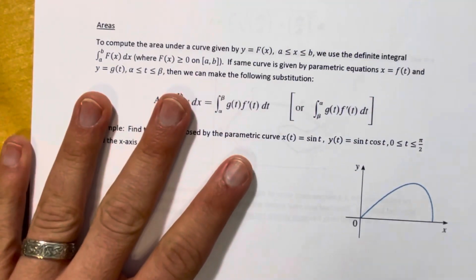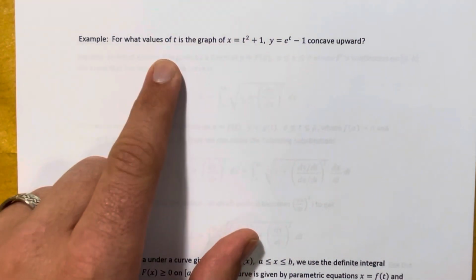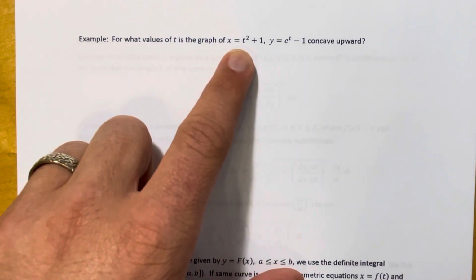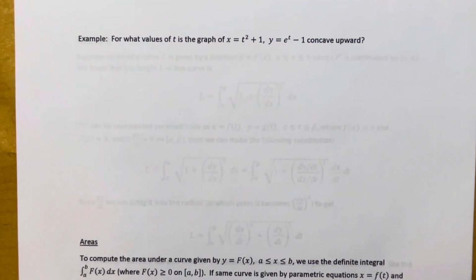Here we go. One last problem for this video, and then on the next video we'll move on to a different subject within the calculus of parametric equations. So for this one, I want to use that second derivative that we found. For what values of t is the graph of x equals t squared plus 1, y equals e to the t minus 1 concave up? So we're specifically looking for where the second derivative of y with respect to x is positive. That's where we get concave up.